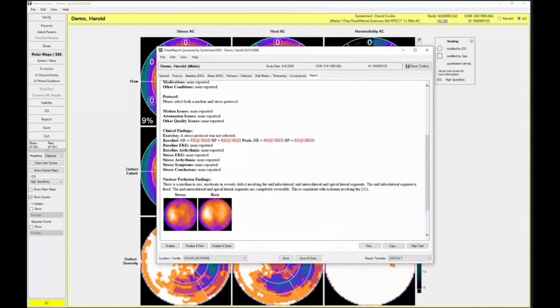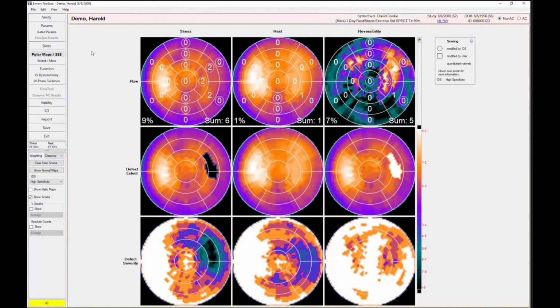And the nice thing about the report is if you didn't enter something that is required by the report, it's going to put a little red "required" just to encourage you to go back and fill that part in.